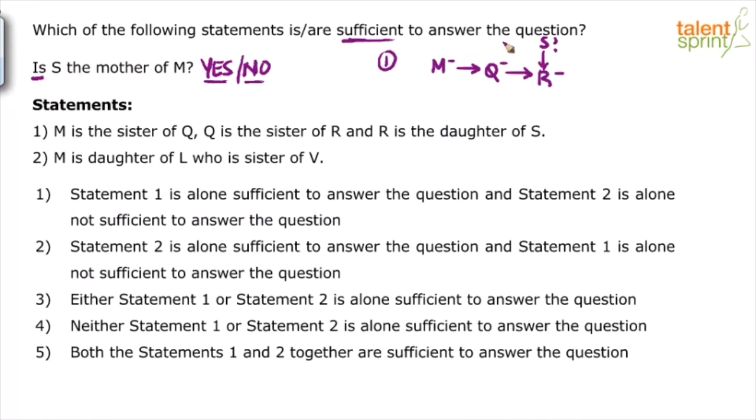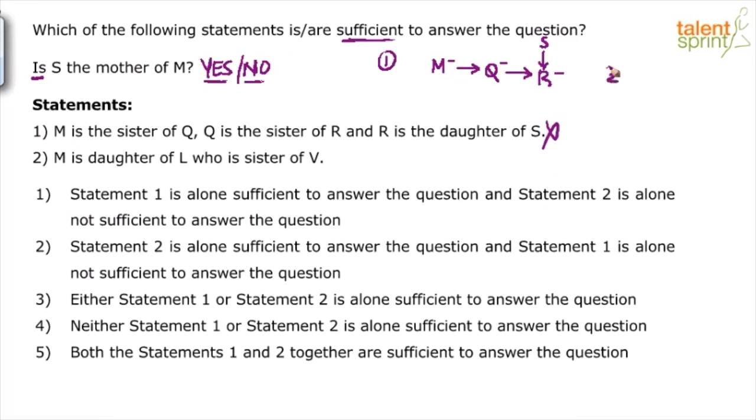Look at this diagram and tell me, is S the mother of M? I don't know. S can be the mother of M or S can be the father of M. Can you say yes or no for this one? Can you say yes? No. Because if you say yes, you are saying that S is female, which we don't know. Can you say no? How do you say no? Because if you say no, you are trying to say that S is the father. But do you know that S is the father? No. So because the gender of S is not available here, we cannot answer the question using statement 1 alone. So statement 1 alone is not sufficient.